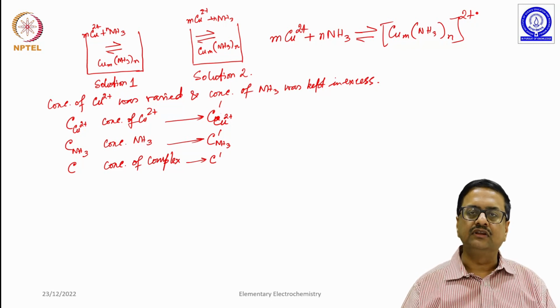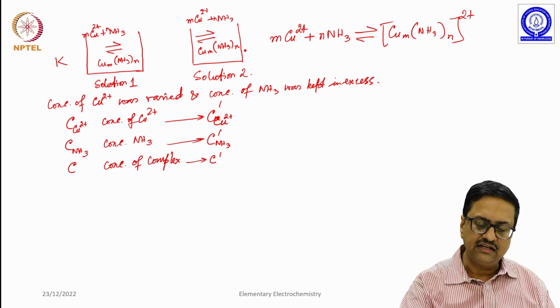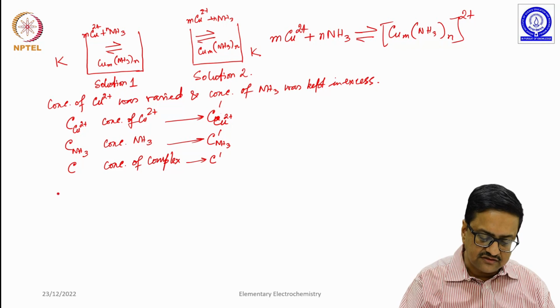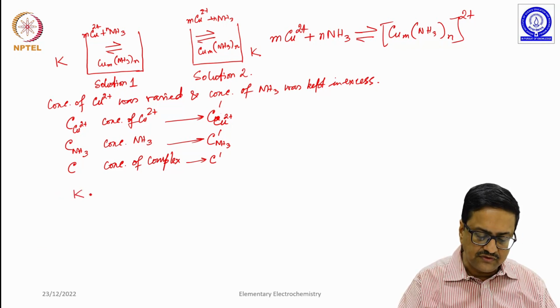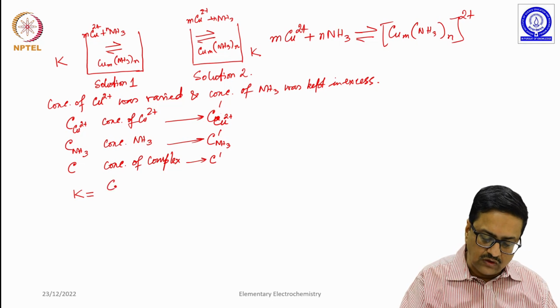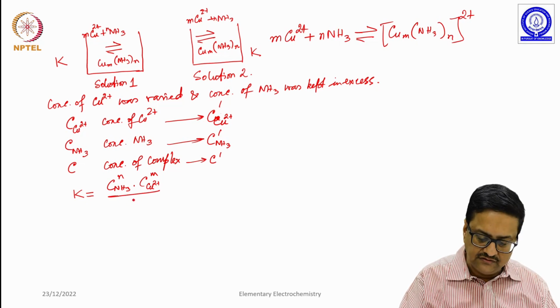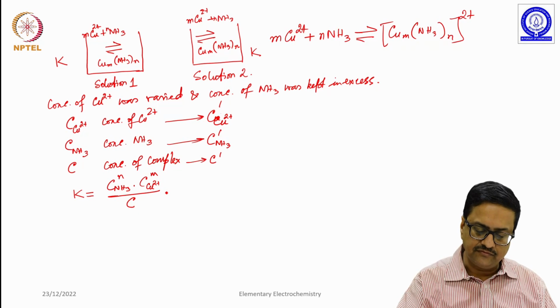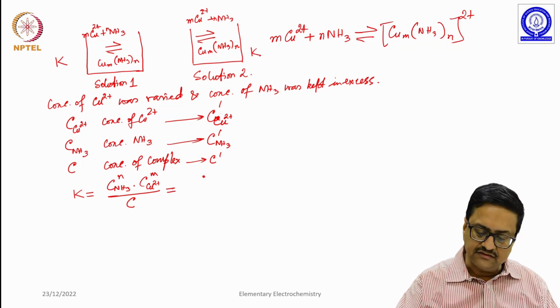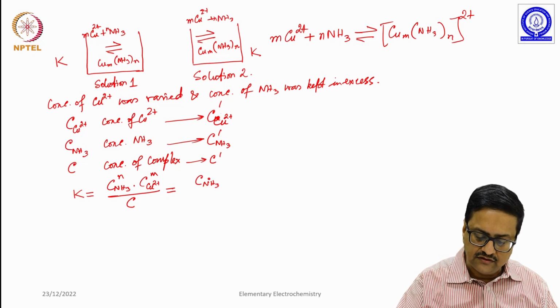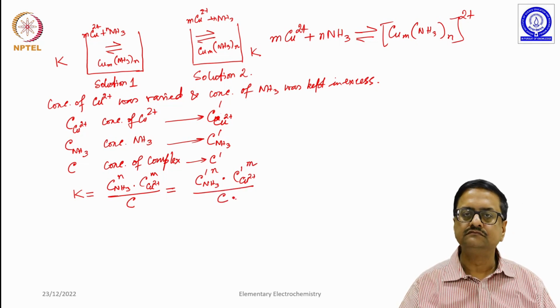Now, when we try to write down the equilibrium constant for this and that solution in terms of concentrations, one can write the values of equilibrium constant K for solution 1 and solution 2 like this: C NH3 whole to the power n into C Cu2 plus to the power m divided by C, which is the concentration of the complex, whereas C NH3 prime to the power n into C Cu2 plus prime to the power m by C prime.